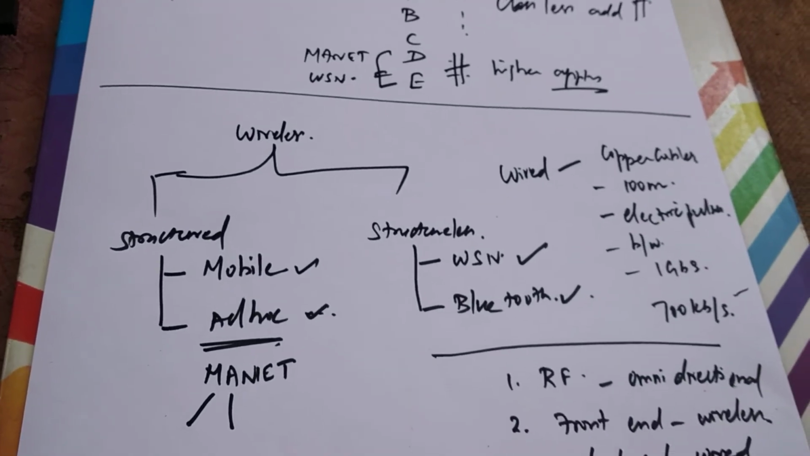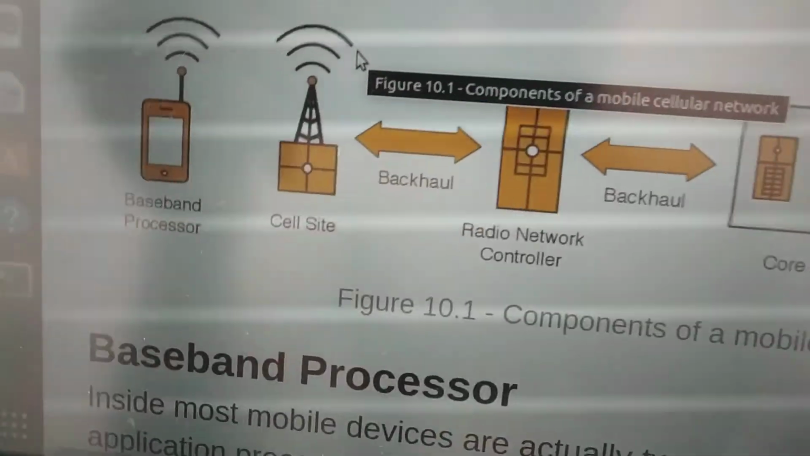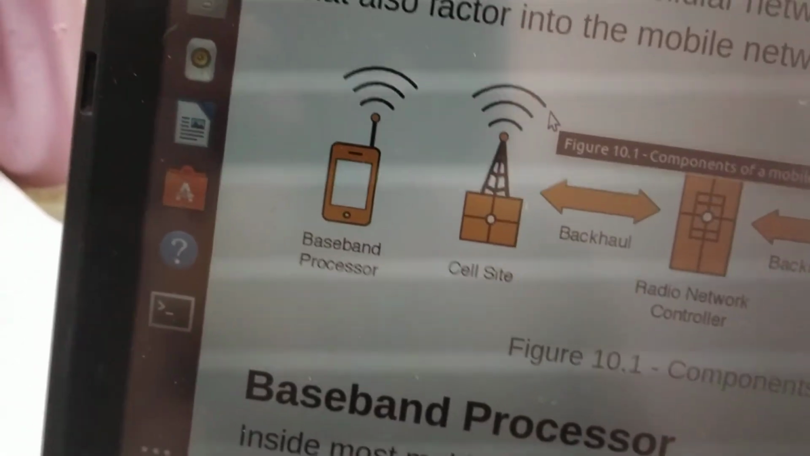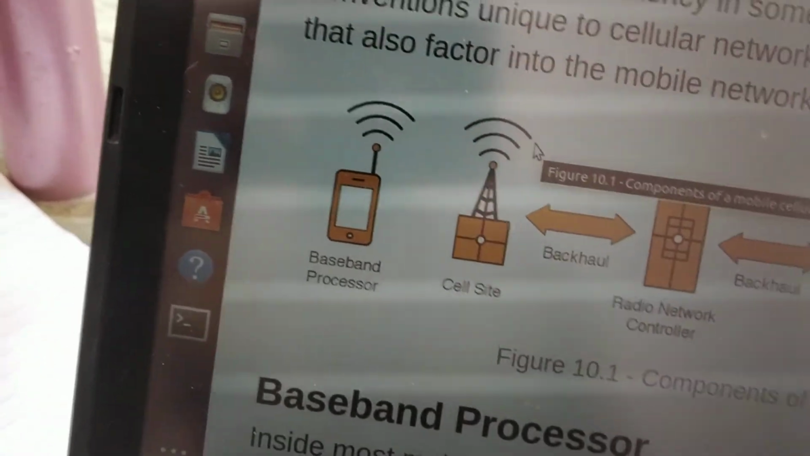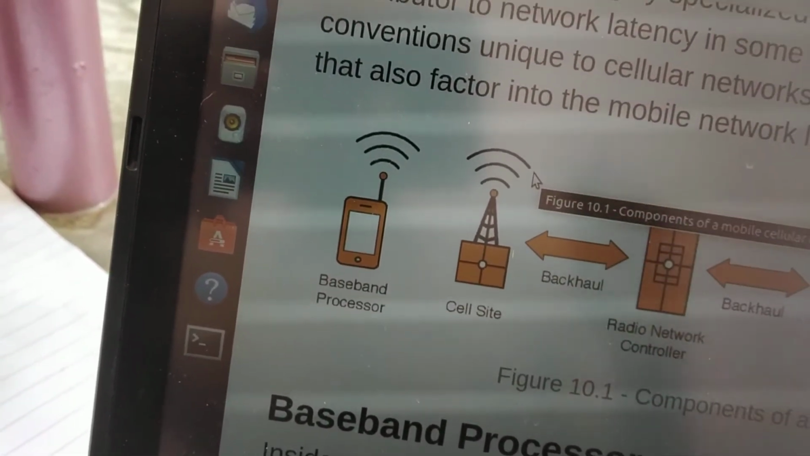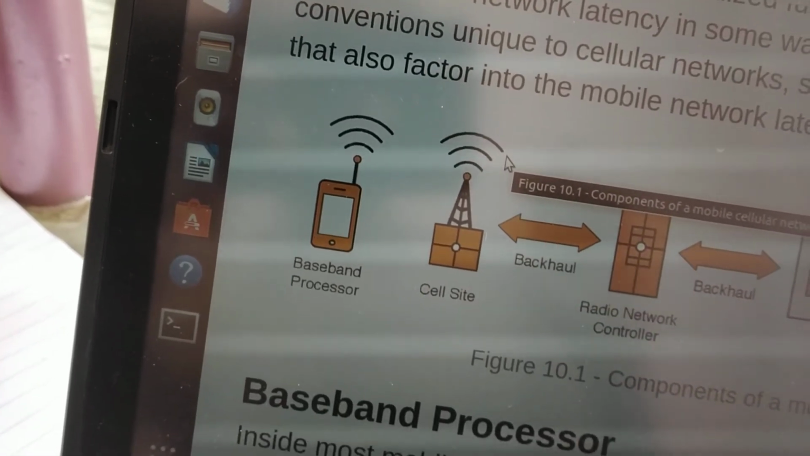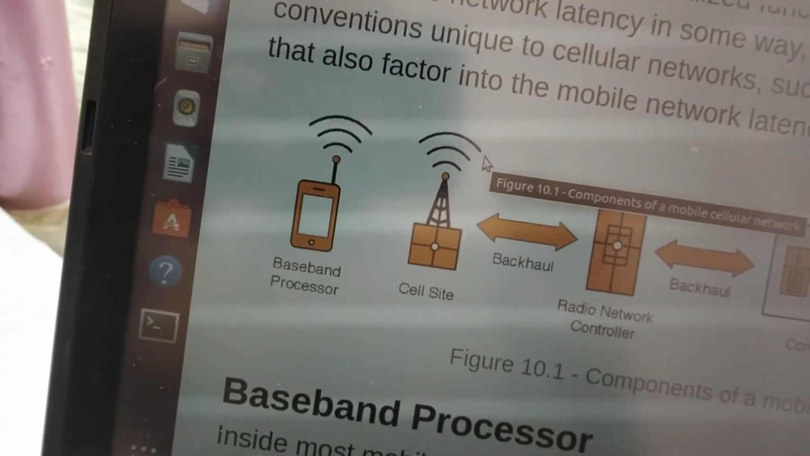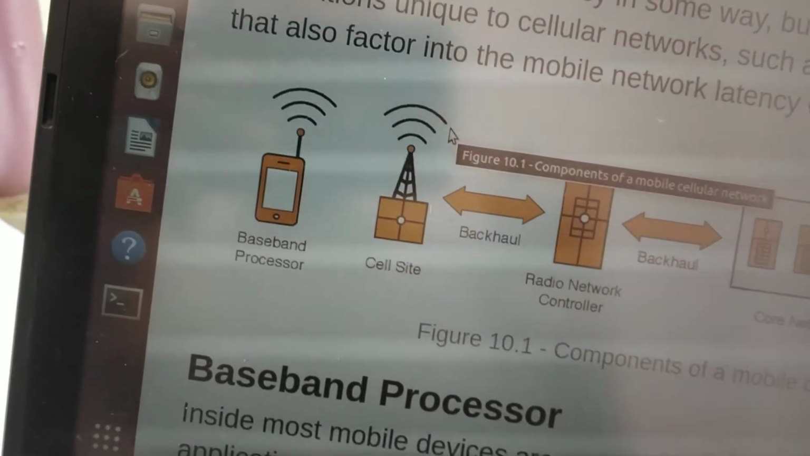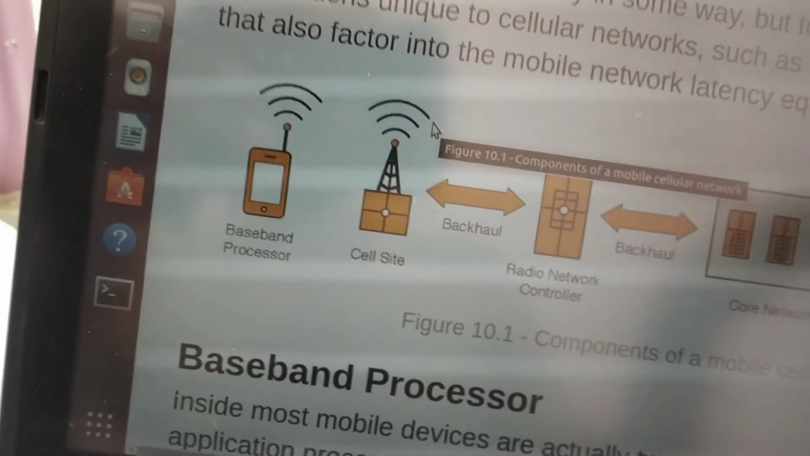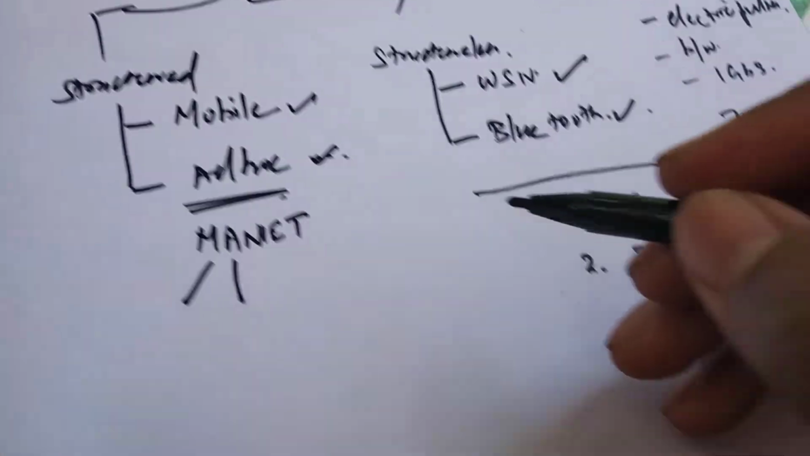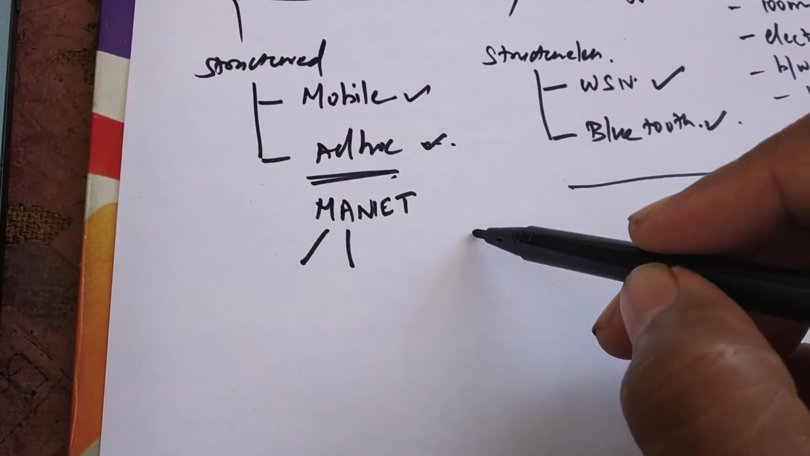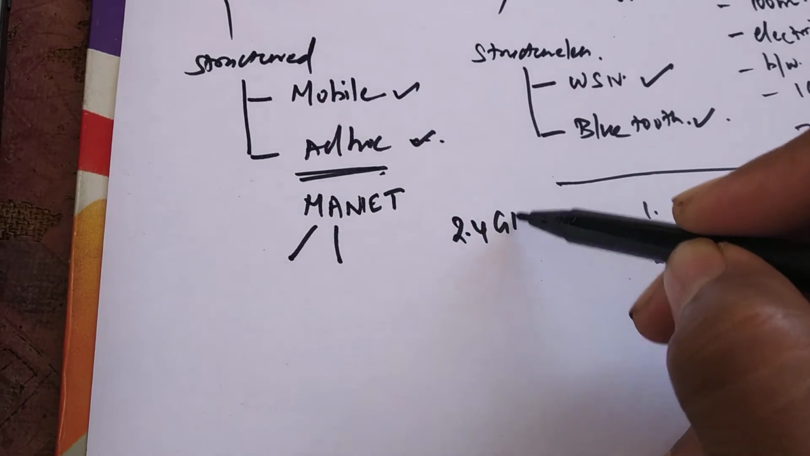You may remember the concept behind sectoring. I need to lower my power, so I need to lower the height of the tower. Then normally the coverage pattern will come down. So when we speak about wireless in MANET, we use the unlicensed spectrum, that is 2.4 gigahertz.